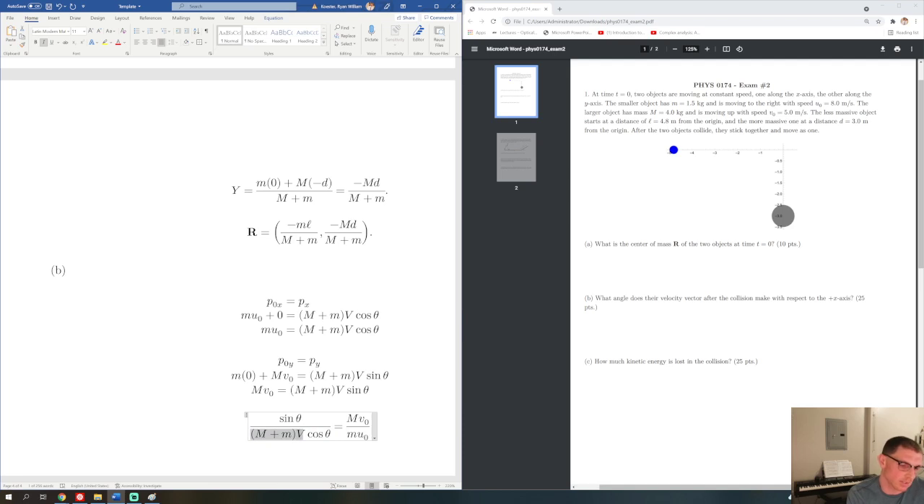Now, as somebody said, sine of theta over cosine theta is just tangent theta. And so to get the angle, we just arctan both sides. Theta equals arctan of big M v naught over little m v naught. Did anybody get a number for this? If anybody tried it, I think it's supposed to be 59 degrees or something like that, but I don't remember exactly.